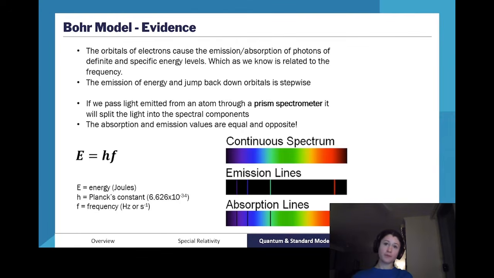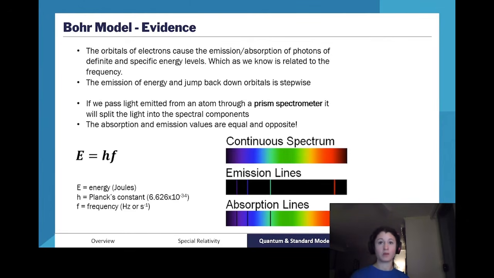So, the emission of energy in jump back down orbitals is stepwise, which means it occurs in chunks, right? A way to visualize this is being on a bookshelf. If each shelf is an energy state, a book can never be in between shelves. It can either be on one shelf or on another shelf, right?